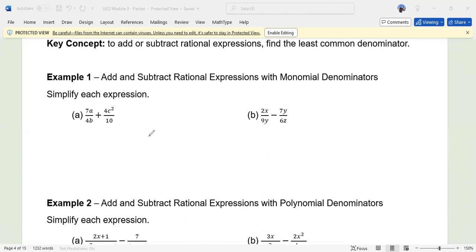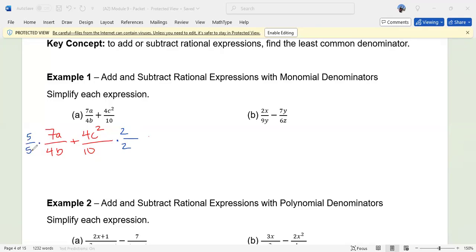Okay, so moving forward, our first question: we have 7a over 4b plus 4c squared over 10. First step, we want to think about these denominators. I have 4b and I have 10. So let's first think about the numbers. 4 and 10 can both go into 20. So I'm going to multiply the right one by 2 over 2, and I'm going to multiply the left one by 5 over 5.